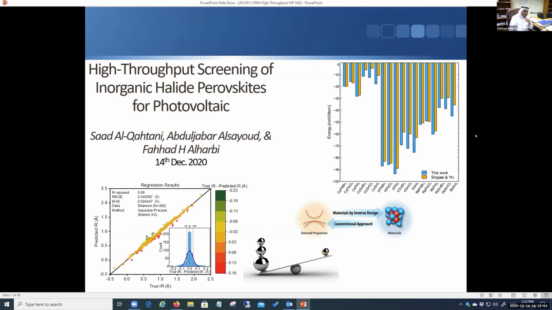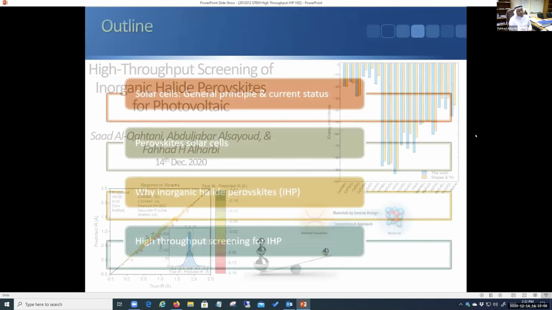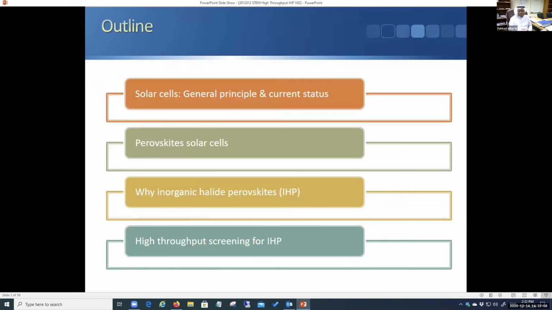The outline is we'll start with the general principle for solar cells, then we'll talk about perovskite solar cells, and then we will talk about why inorganic halide perovskite, and eventually we'll end up presenting some results of the high throughput screening that we have done for the inorganic halide perovskite.